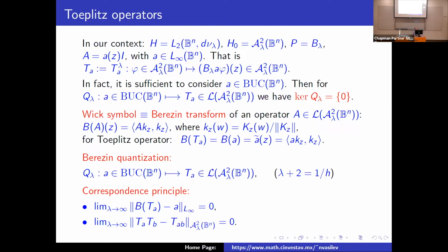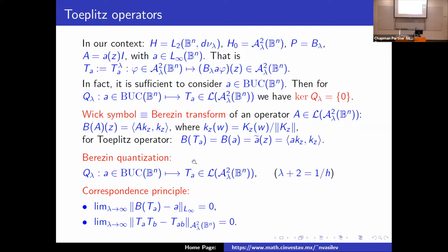Physicists like h, the Planck constant. In analysis, it is the custom to use lambda. The relation between Planck constant and lambda is as follows: alpha plus 2 is 1 over h. As in each quantization theory, there is a correspondence principle. That is, quantum should convert to classical when Planck constant tends to 0. In our case, lambda should tend to infinity.